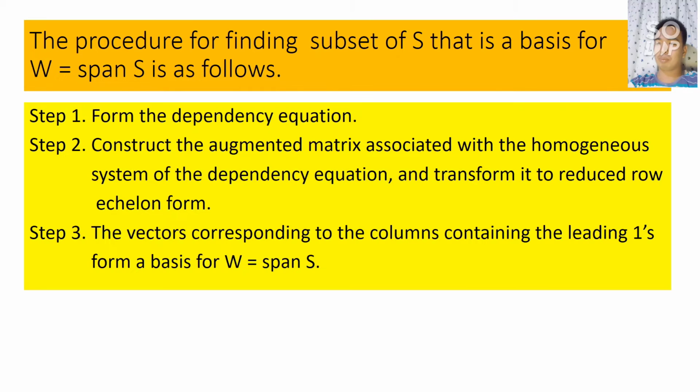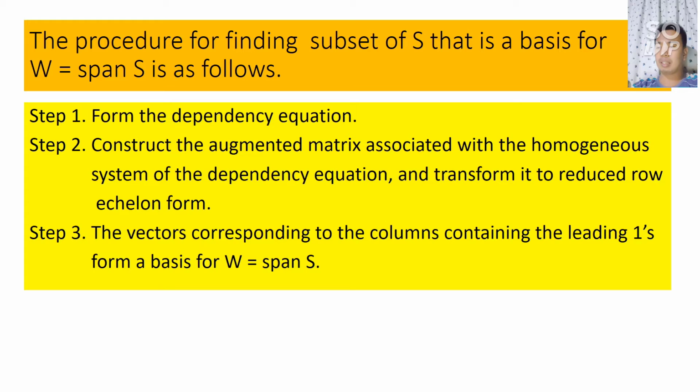So we have the following procedure for finding the subset of S that is a basis for W equals span S. Step 1, form the dependency equation. Step 2, construct the augmented matrix associated with the homogeneous system of the dependency equation and transform it to reduced row echelon form. Then, the vectors corresponding to the columns containing the leading ones form a basis for W equals span S.